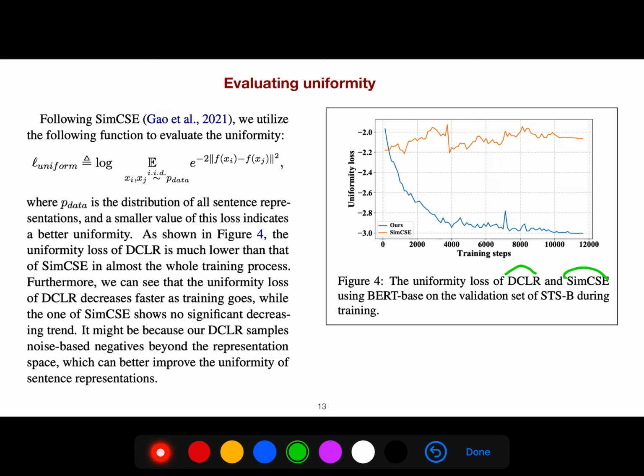The measure that they use is this uniformity loss that is written here. We sample IID, I mean identically independent distribution. We sample from that and we see how it goes during these training steps. You see that it converges to something, but for SimCSE, it has a bad uniformity. But for this approach, it has a better uniformity.